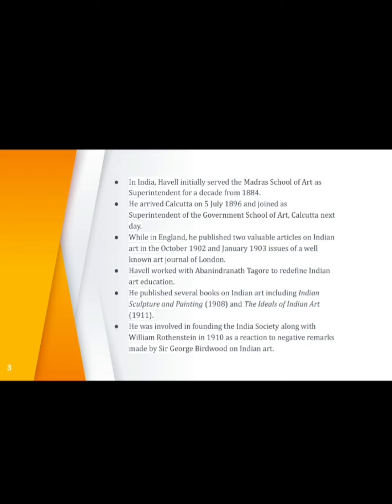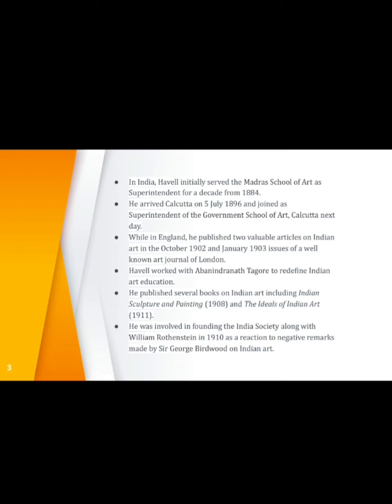In January 1906, he left for England on a long leave and finally in 1908, he was removed from the post. He also worked with Abanindranath Tagore, who established the Indian School of Art to redefine Indian art education. He established the Indian Society of Oriental Art, which sought to adapt British art education in India so as to reject the previous emphasis placed on European traditions, in particular the Mughal miniature tradition.